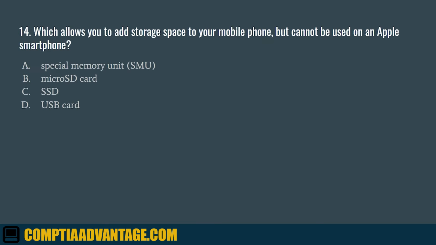Question 14. Which allows you to add storage space to your mobile phone, but cannot be used on an Apple smartphone? A. Smart Memory Unit, SMU, B. Micro SD card, C. SSD, D. USB card. The correct answer is B.